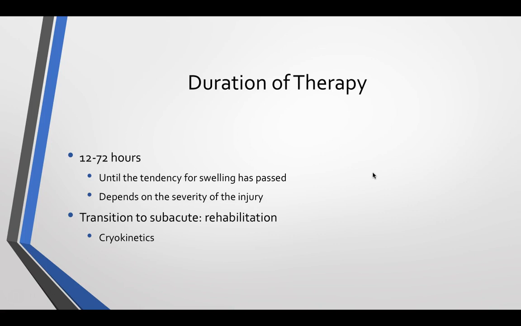So until the time that if they change positions, or if they're in a more dependent position or slightly more active, they don't have this tendency to continue to swell. That would be a sign that we're able to start cutting back on our icing and use ice more as a pain control or as a transition to our subacute care and facilitating rehabilitation, which is what we call cryokinetics.